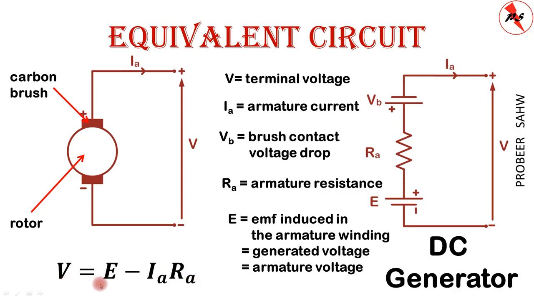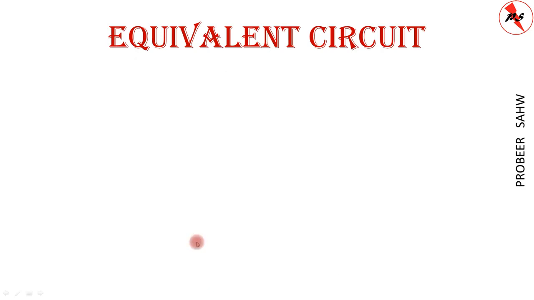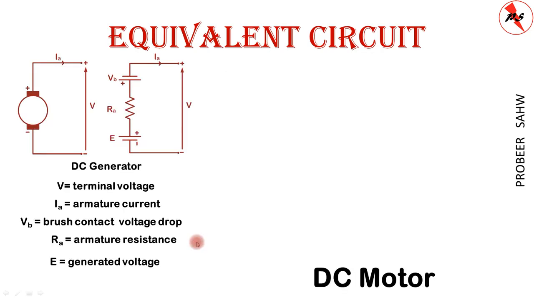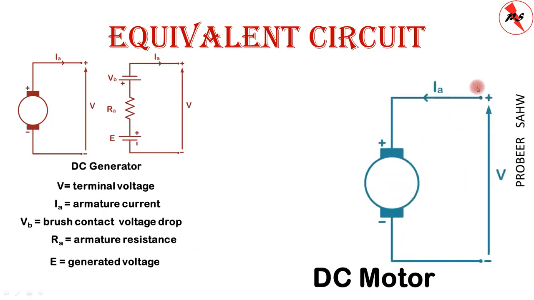V is the terminal voltage, E is the EMF induced, Ia is the armature current, and Ra is the armature winding resistance. Similarly, we can have an equivalent circuit for a DC motor. For a DC motor, the direction of armature current is like this. Why? Because a DC motor is supplied by a DC source, so the current flows from the external circuit to the armature winding. So the armature current is now entering the positive terminal of this machine. So this is now a DC motor.